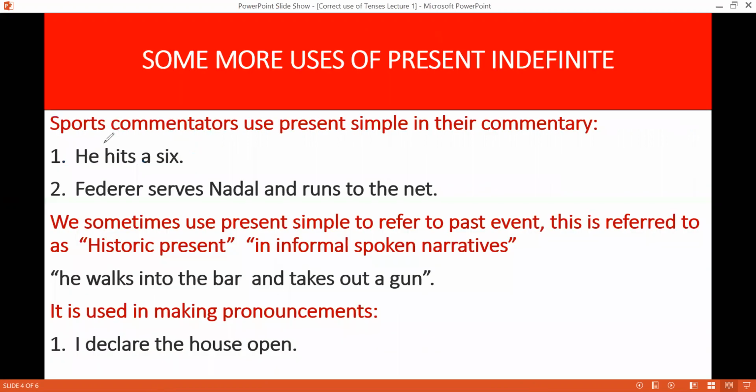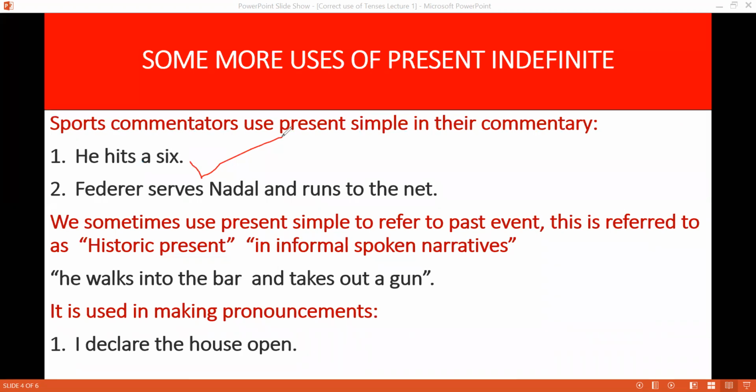Now look at these. You have always observed that sports commentators use present simple in their commentary. He hits a six. Federer serves Nadal and runs to the net. These are irregular uses which you have seen and observed during the commentary of sports by the commentators.